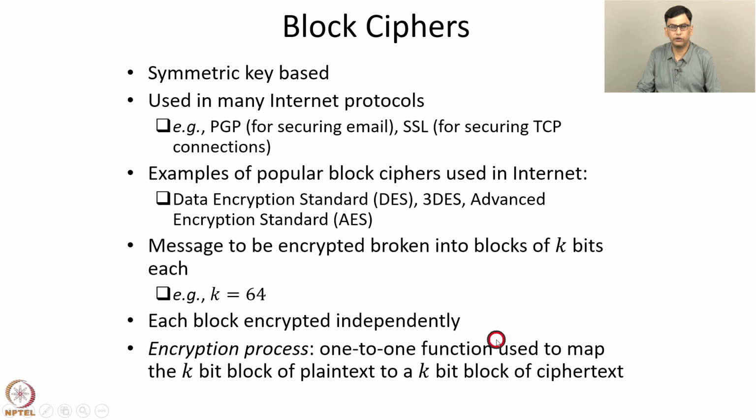We will discuss what the one-to-one function is. But notice that the function has to be one-to-one because we want to recover the plain text from the ciphertext. So if it were a many-to-one function, then we could not recover the plain text from the ciphertext uniquely. So hence we use a one-to-one function to map the k-bit block of plain text to a k-bit block of ciphertext at the sender side, and at the receiver we apply the reverse function to get back the k-bit block of plain text from the k-bit block of ciphertext.